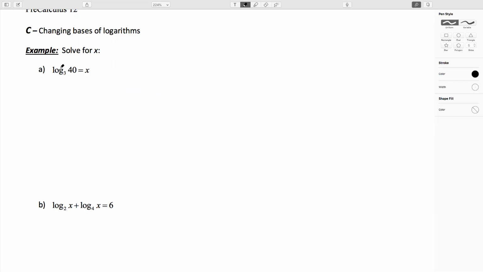If we want a log base 10, well, let's just do log of 40 over log of 3, and now it's a log base 10. That's something we can just put in our calculator, and we'll get 3.36 equals x.